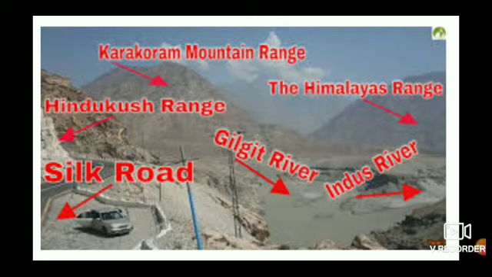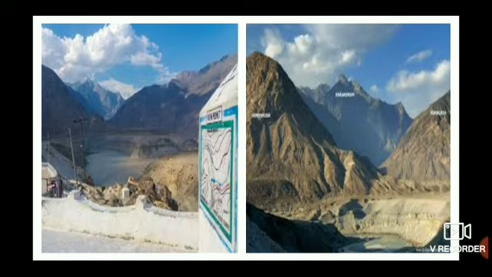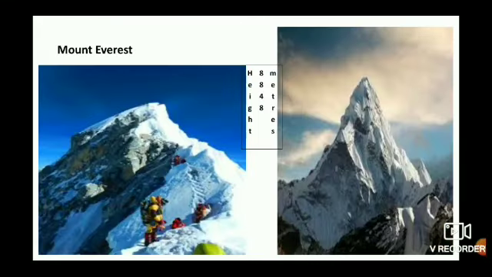Northern areas of both Pakistan and India are the mountainous regions, for example Himalaya, which merge into Karakoram and Hindu Kush. The highest point is Mount Everest in Nepal and it is 8,848 meters in height.